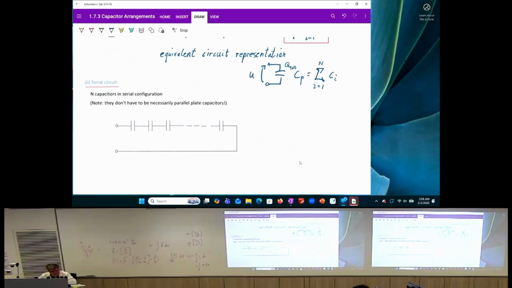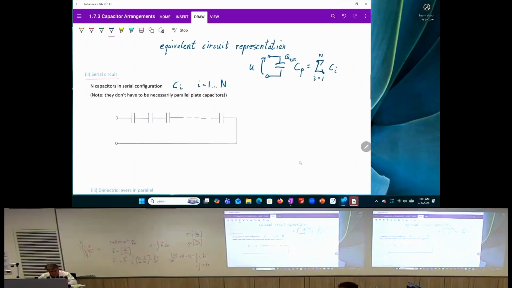So this is the one scenario. A different scenario could be that you have a, sorry, not the parallel we just had now, but a serial switching. You have a set of capacitors of arbitrary kind and you put them in series. So again, n capacitors in serial configuration, the capacitors are again named C sub I, with I running from 1 to n. And you see that equivalent circuit here now.